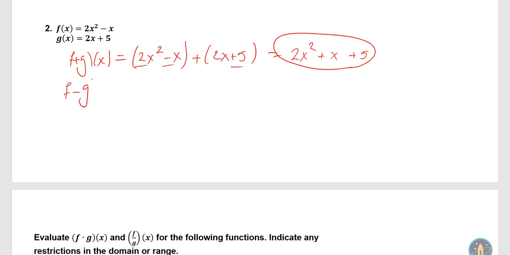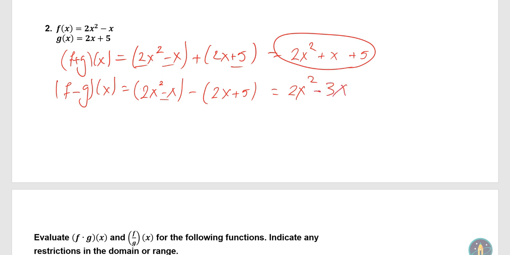F minus g of x is just the difference, which is 2x squared minus x minus 2x plus 5, which is 2x squared, and then minus x minus 2x is minus 3x, and then minus plus 5, or minus positive 5, is just minus 5. Okay?